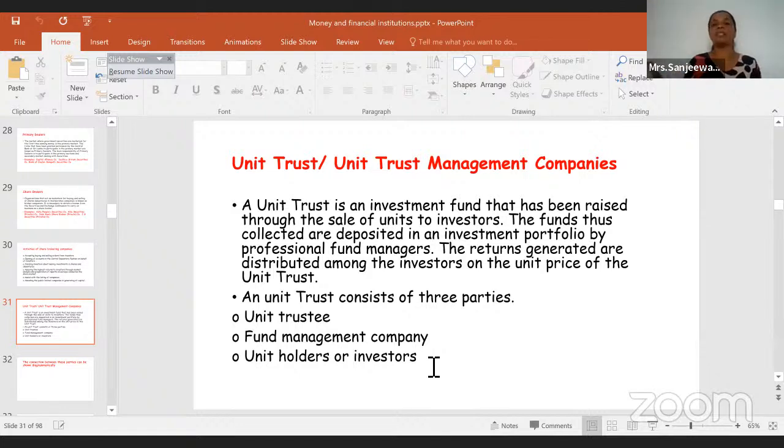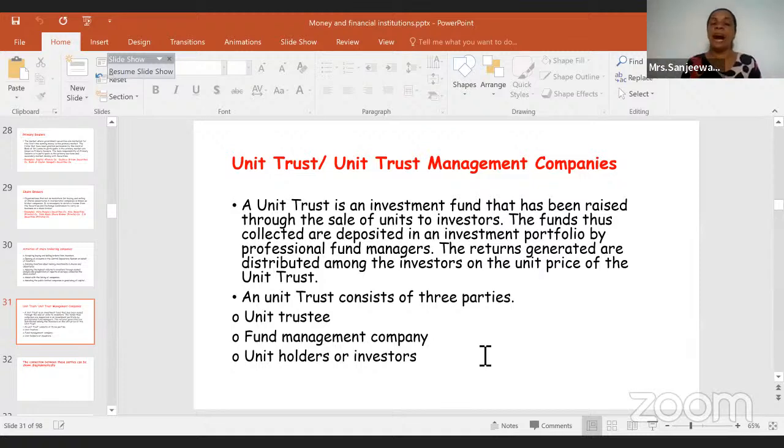Even though there are so many hard terms that come under this, that's the main thing happening in unit trust. Okay, so here it says a unit trust is an investment fund that has been raised through the sale of units to investors. The funds collected are deposited in an investment portfolio by professional fund managers. I told you, you get the consultation from a person, that's the fund manager. The returns generated are distributed among the investors according to the unit price that you have invested, right? So that's unit trust, children.